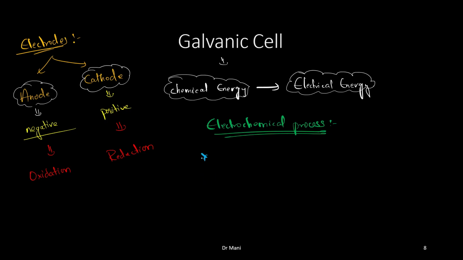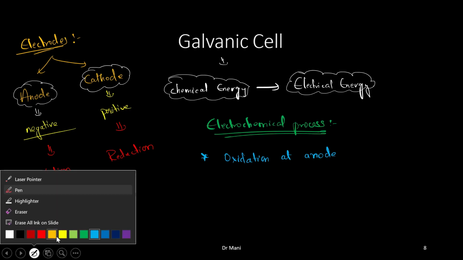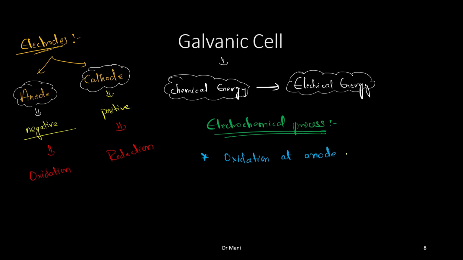Remember, I told you the spontaneous electron transfer, or the spontaneous redox reaction, will happen in this galvanic cell. The first thing is that oxidation takes place at the anode. So the first step that happens is oxidation at the anode. This oxidation at the anode helps in the release of the electrons. So that's the first thing that will happen.